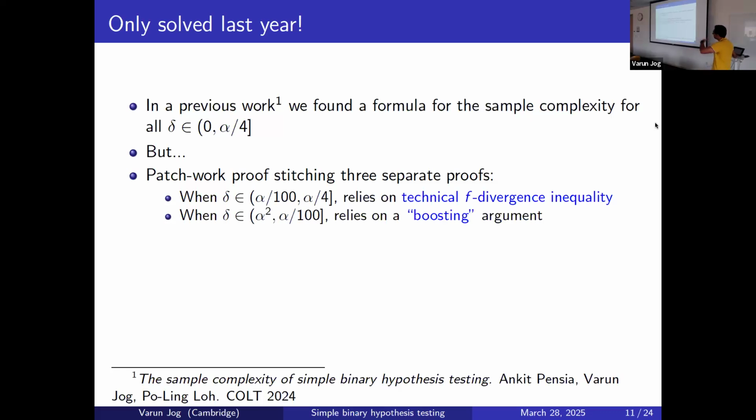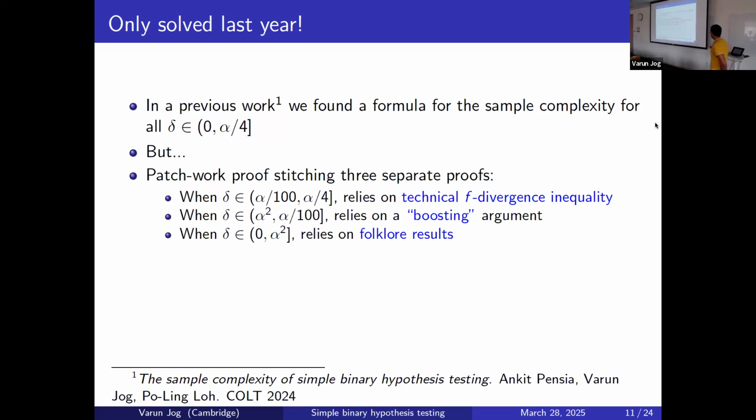When delta is not linear but between polynomials, so between alpha squared to alpha to the 100, there was a boosting argument, which means you take multiple batches of your data set and declare the majority decision on each of the batches. And when delta was very small, it's like you're in the asymptotic regime, where the e to the minus Chernoff information type results start kicking in. So when delta is really small, the results from the asymptotic analysis agree with finite sample analysis. So we have 3 different regimes, 3 different proof arguments and 3 different formulae basically.